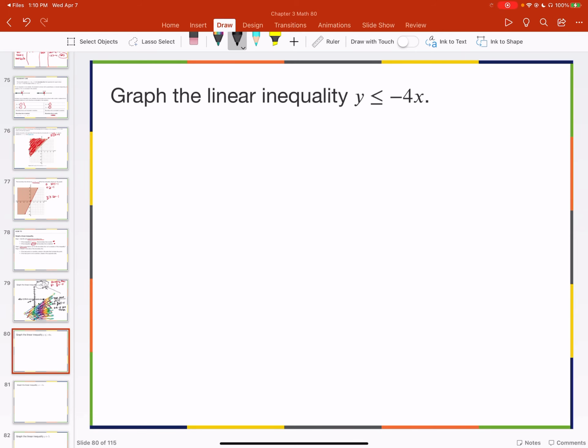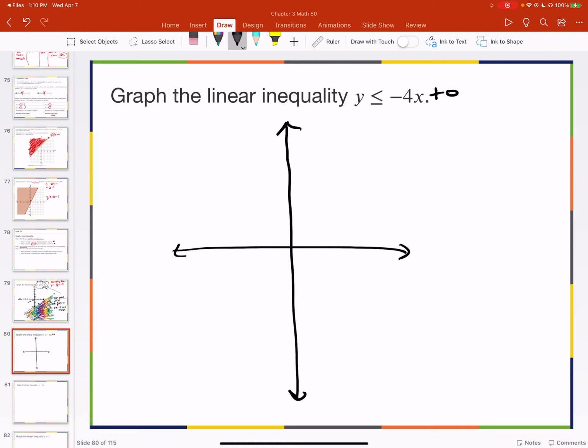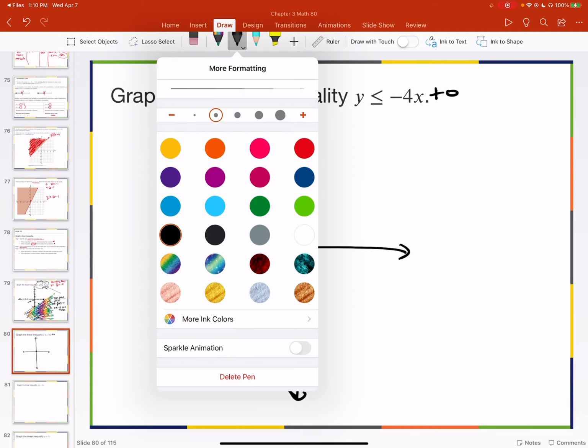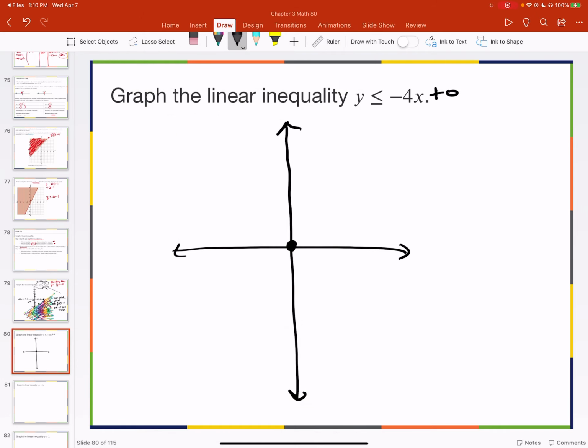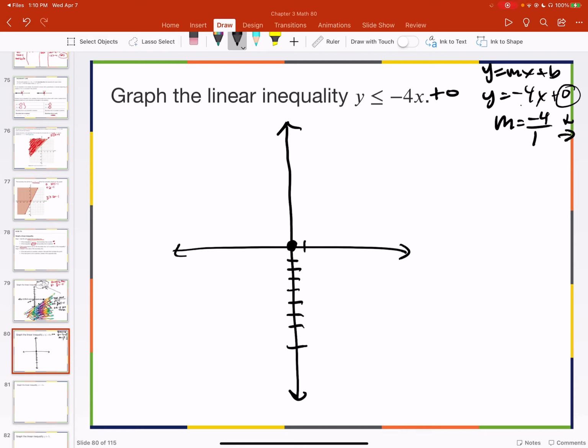y is less than or equal to -4x. Okay, so this is a line that actually starts at the origin because when you do not see the y-intercept, it's 0, if it's in the form y equals mx plus b. So in this case, y equals -4x would be our boundary line. So it starts at 0 and then the slope is -4 over 1. So it would be down 4, to the right 1, 1, 2, 3, 4, right, like that.